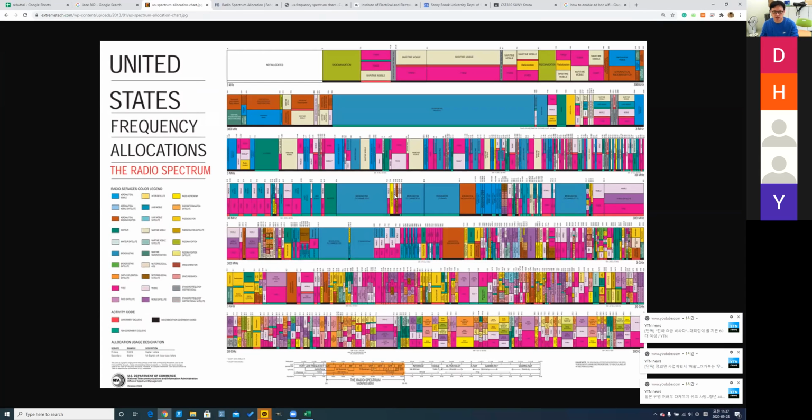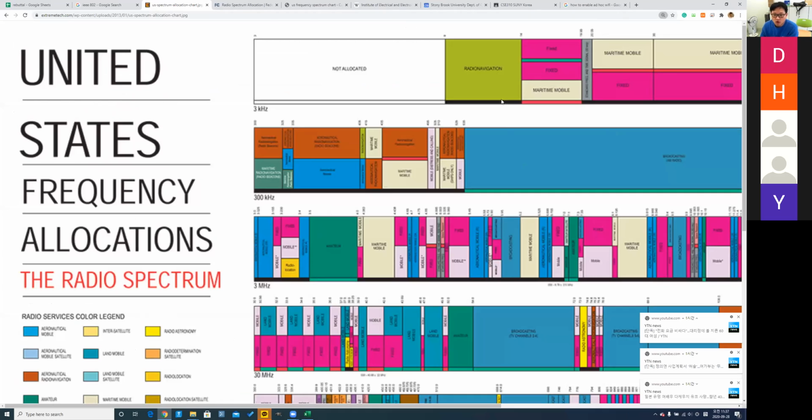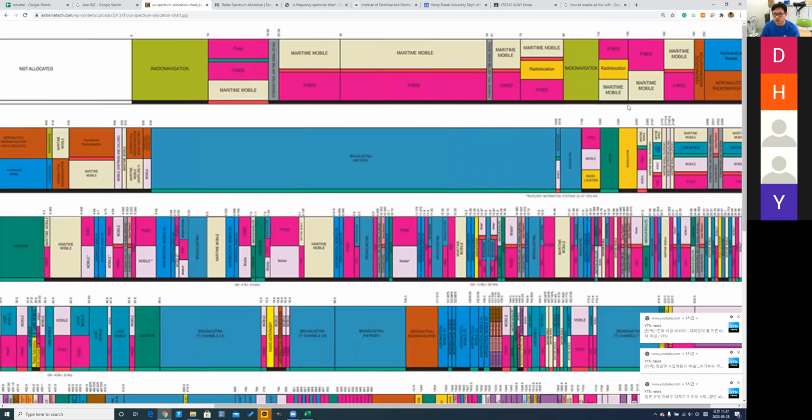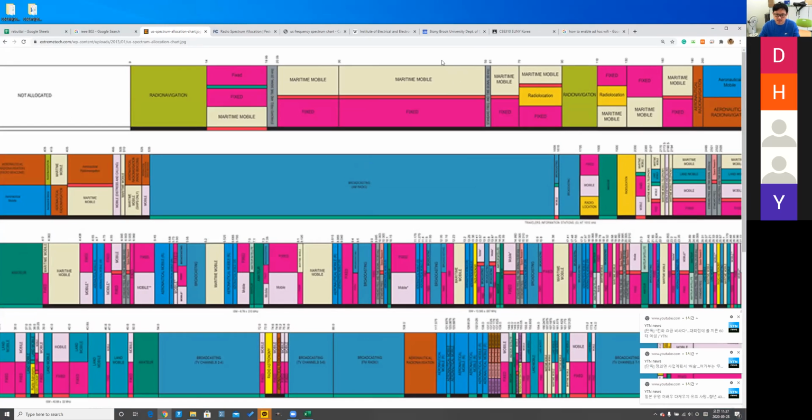So this is the frequency chart. If you zoom in, it is all used by someone else. From here it is designated for radio, designated for radar, and some other purposes, meaning someone who has money or military purposes, already allocated. And I want to use it. Which frequency can I use? The FCC has what we call the ISM band. If you're using the ISM band, you can use this. That's the concept of the ISM band.